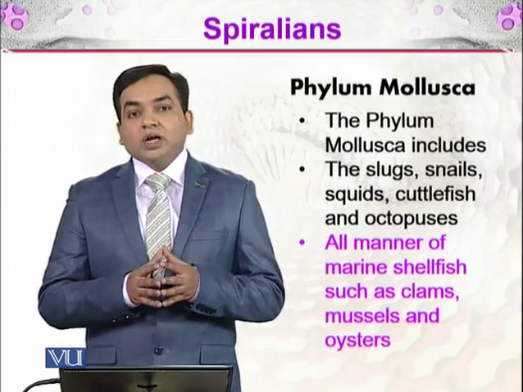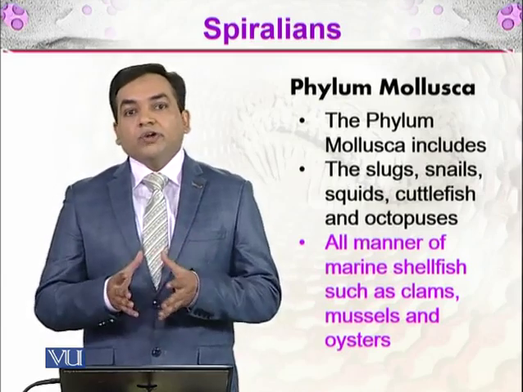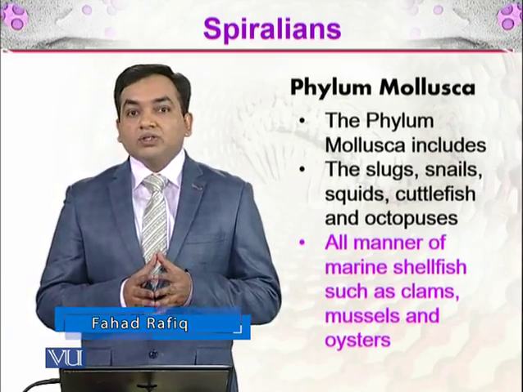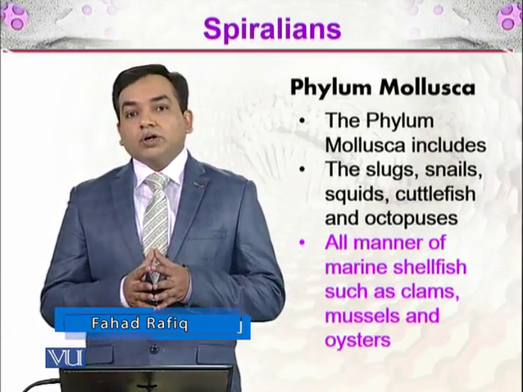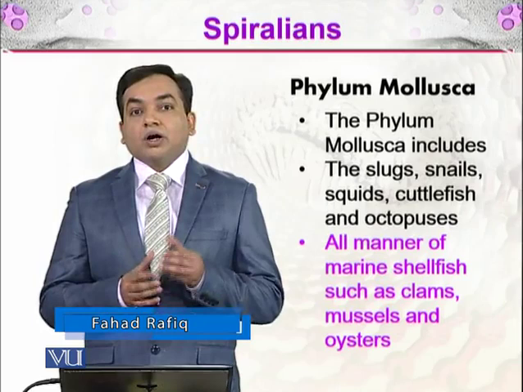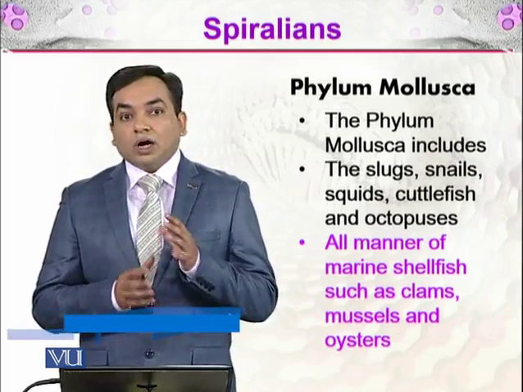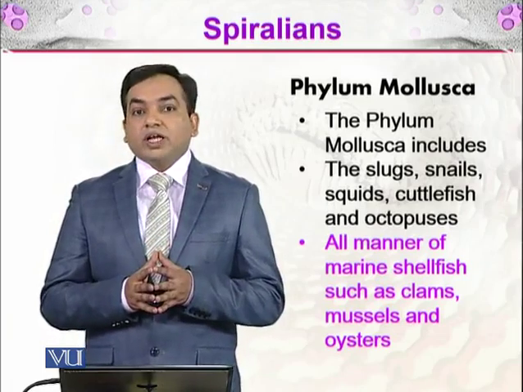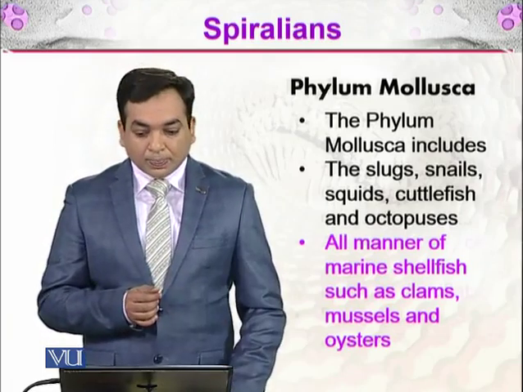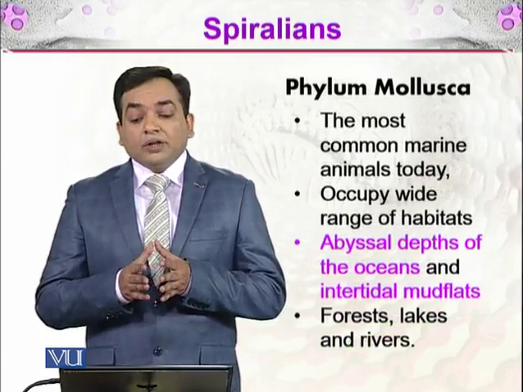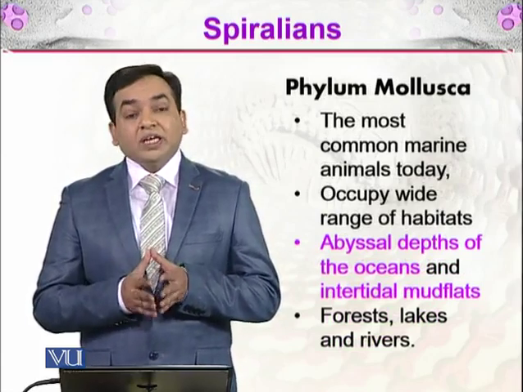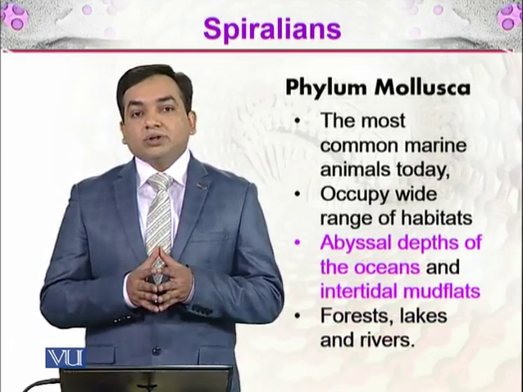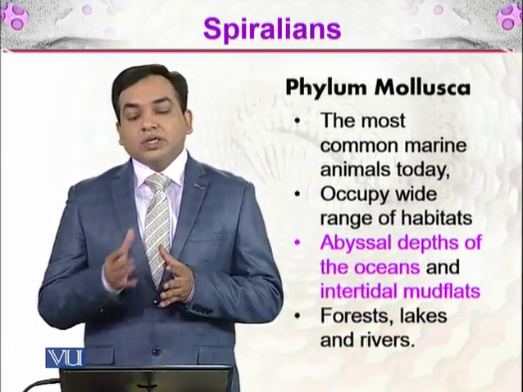The phylum Mollusca literally means the soft-bodied organisms, the organisms which have a soft body. These soft bodies are enclosed in a very strong shell, which is made up of calcium carbonate. These are the most common marine animals today. Among the sea world, these animals are dominating.